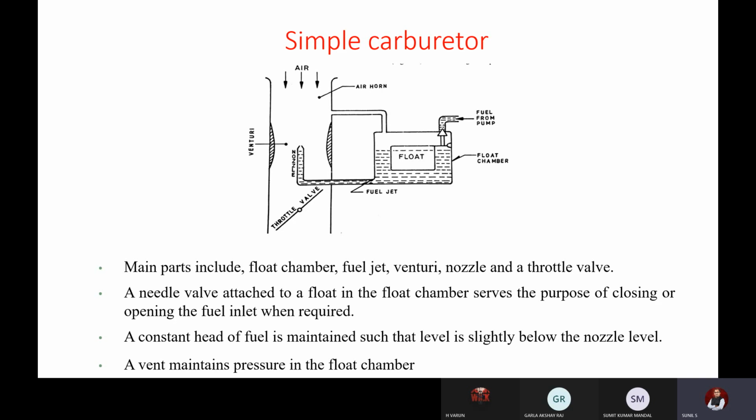Coming to the working of the simple carburetor, you can see here a Venturi structure. It's similar to a Venturi meter. This is the main pipeline or carburetor with a Venturi attachment. This is a nozzle through which fuel will be sprayed, and air enters from this direction. This is called the air horn, the passage through which air enters, and this is the nozzle through which the fuel will be sprayed.